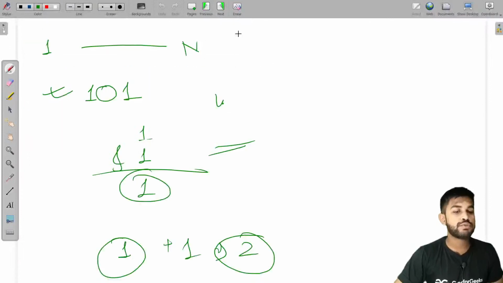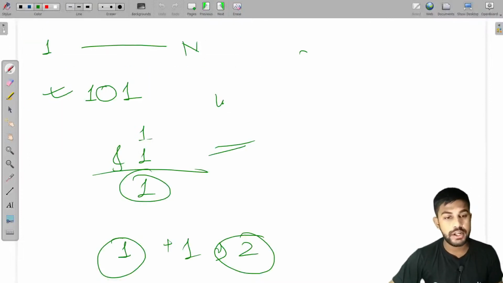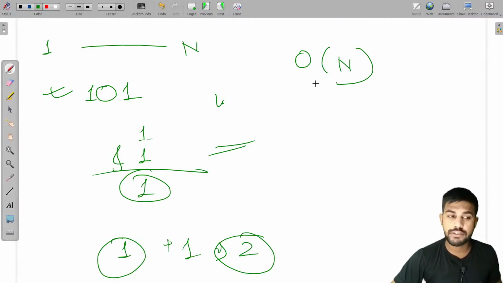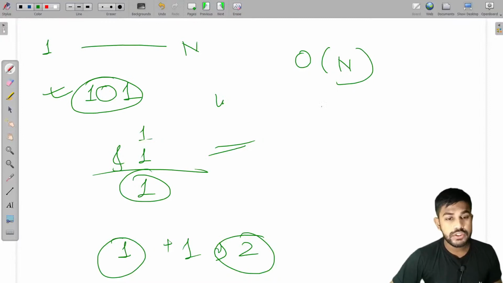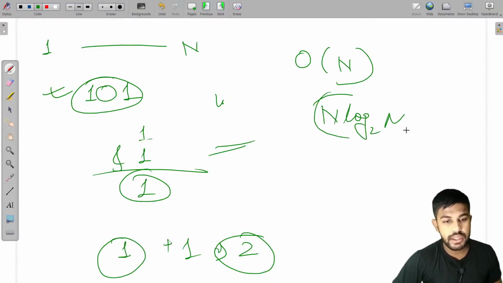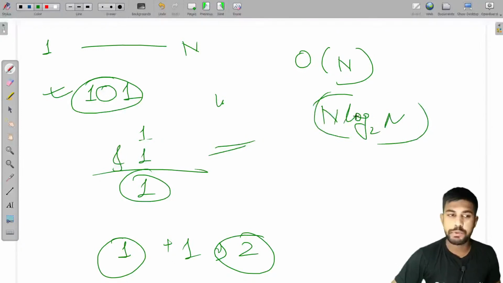So now this would take an order of big O of n log n. Why? Because we are iterating over each of the numbers, and for each of the numbers we are doing log n work. So n log n itself. This is how we can proceed.